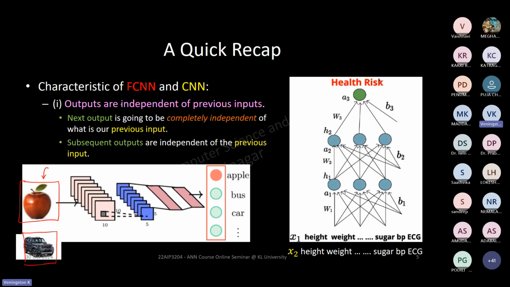This is common to both the fully connected neural network as well as CNN. The outputs are completely independent of the previous input, so every input is treated independently. When X2 was given to this model during the training, it has no dependence on the previous instance, that is X1, which is probably patient X1 or the training instance X1. So the subsequent output is going to be completely independent of what is seen in the previous step in the learning process.